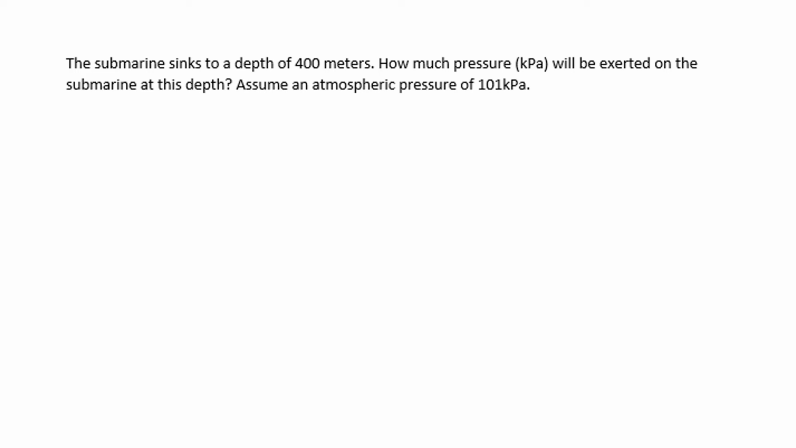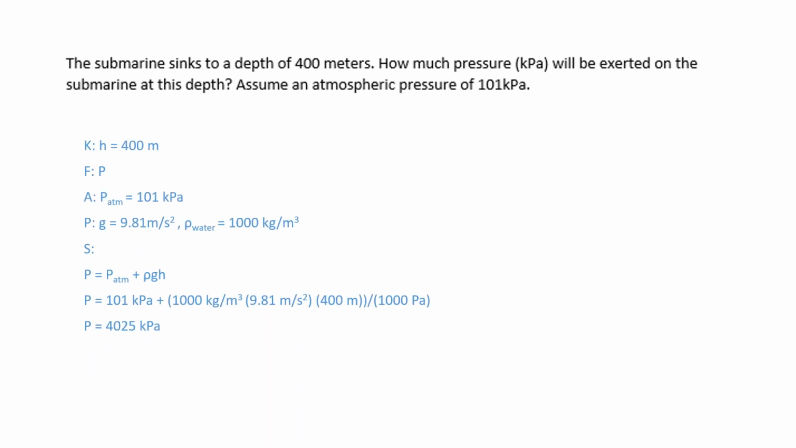This final question states the submarine sinks to a depth of 400 meters below the surface of the water. How much pressure will be exerted on the submarine at this depth? We know the height will equal 400 meters. The pressure is what we're finding. We can assume P atmosphere is around 101 kPa. Properties: gravity is 9.81. Density is 1,000 kilograms per meter cubed again.